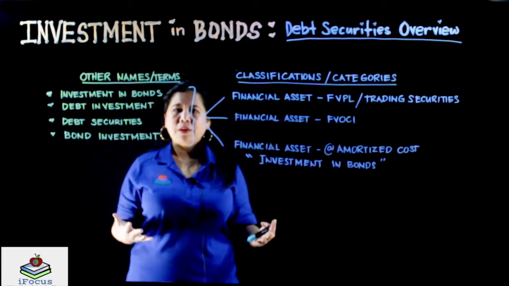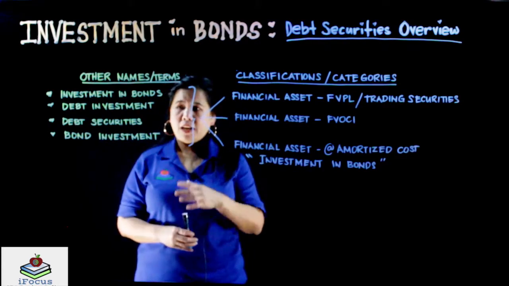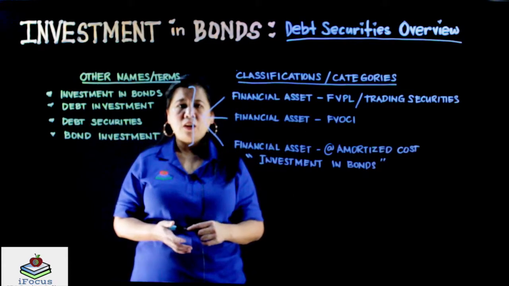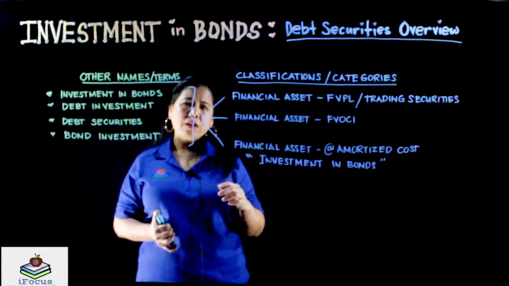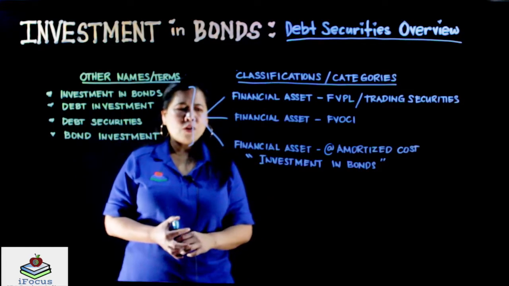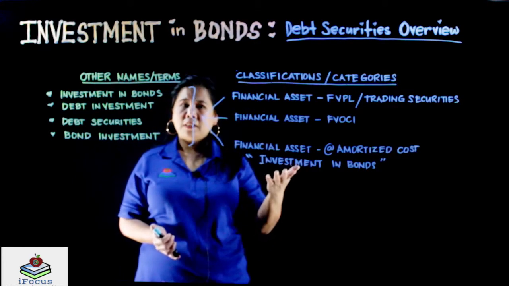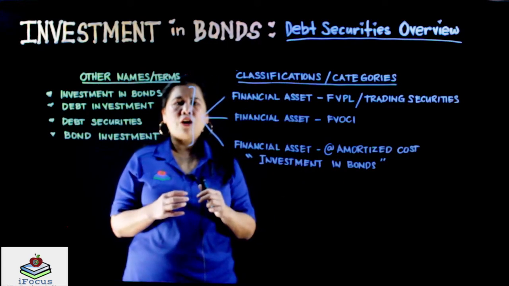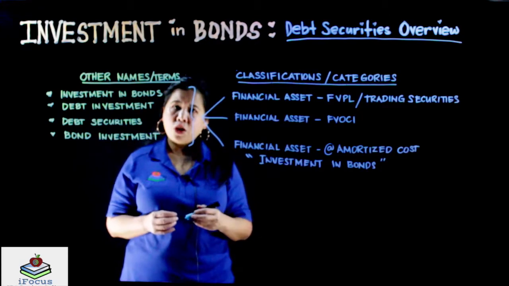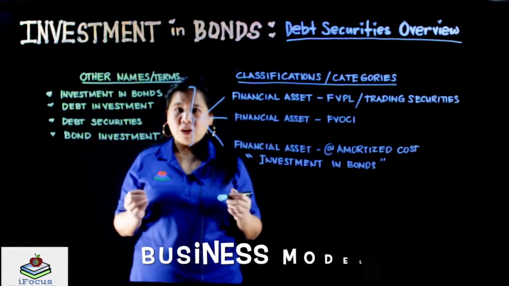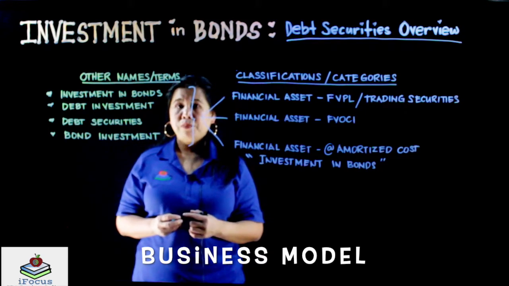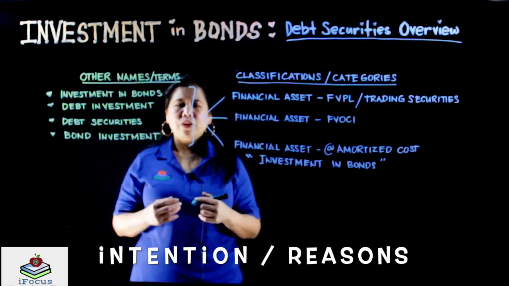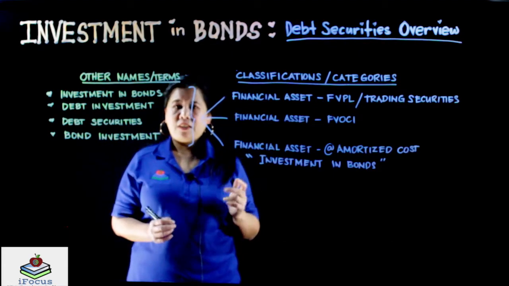So, paano nga ba naka-classify ni investor ang kanyang investment kung ito ay financial asset FVPL or trading securities or financial asset FVOCI or ika-classify niya ito as financial asset at amortized cost. The classifications of the investment will depend on the investor's business model. Alright? Ano ba itong tinatawag nilang business model? Ang business model, ito yung intention. Ito yung reason kung bakit siya nag-i-invest kay investee.